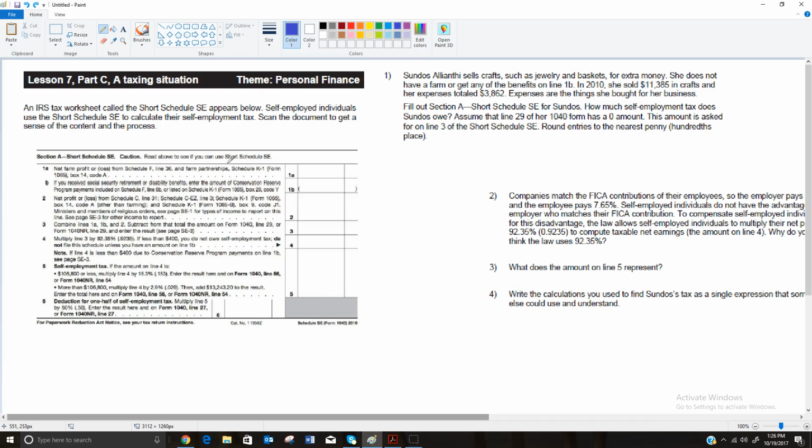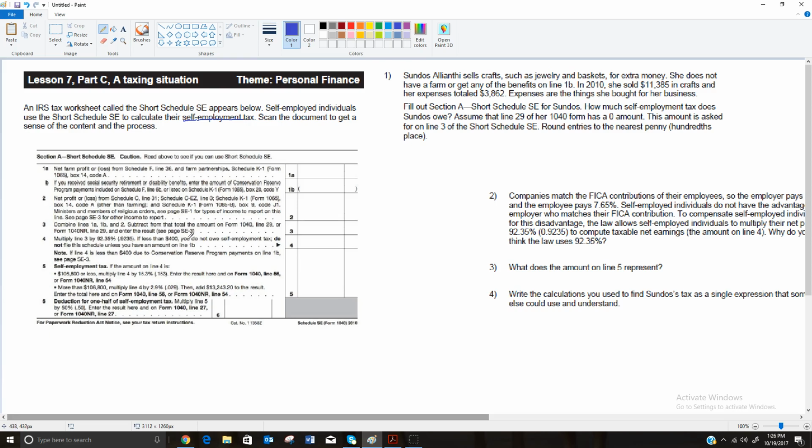So this is a self-employment form. And then for line 3, you're supposed to combine those three. So you're supposed to take your farm profit, your Social Security, and your net profit and combine those and put that in line 3. Once you have that, you're supposed to multiply line 3 by 92.35%.